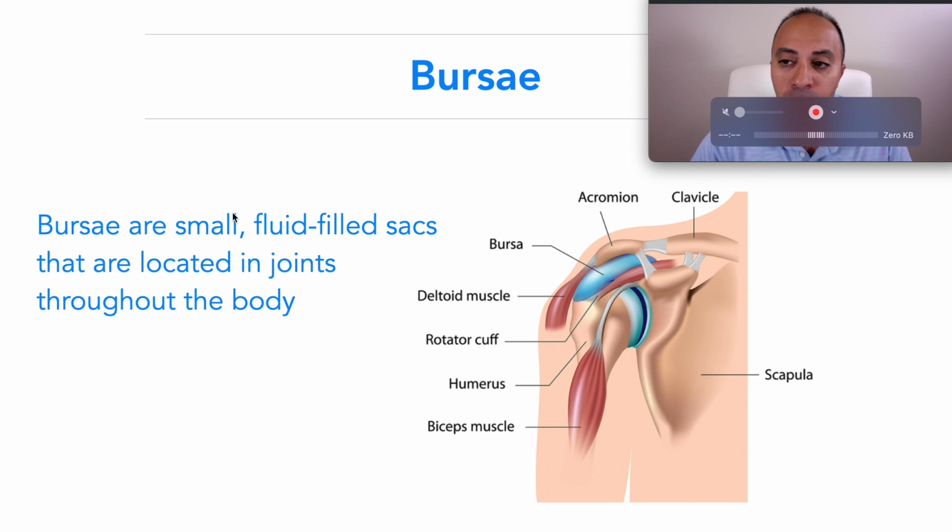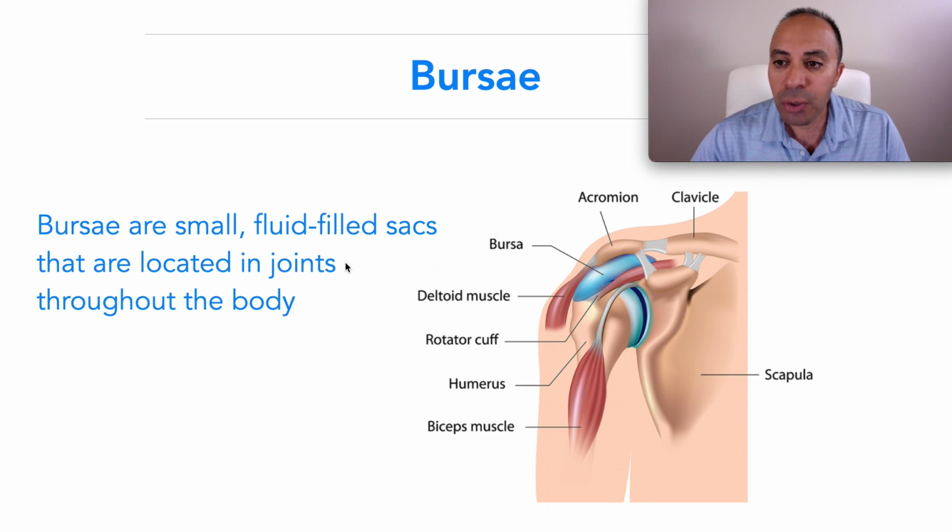Bursa is a small fluid sac that is located in the joints throughout your body, everywhere. You have it in your hip, your knee, your ankle, your foot. The function of the bursa is to protect your muscle and tendon from rubbing over the bone.